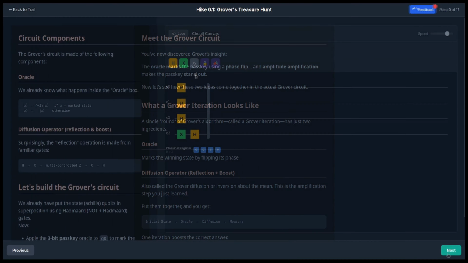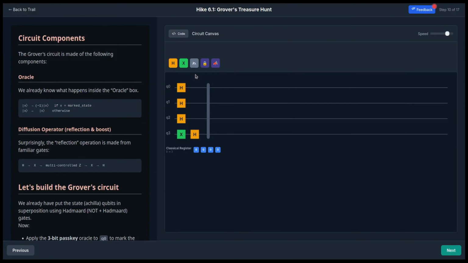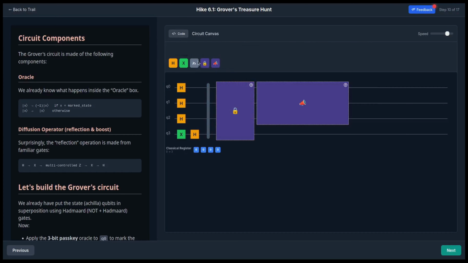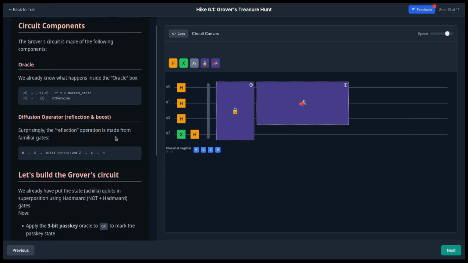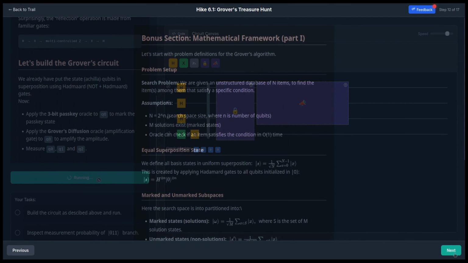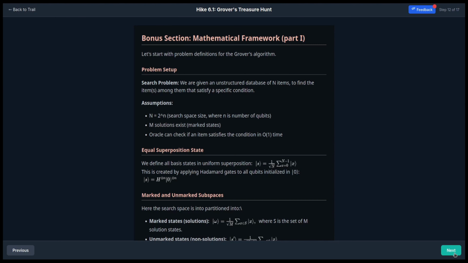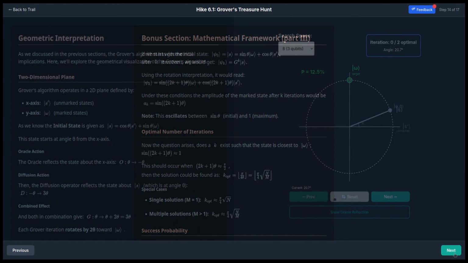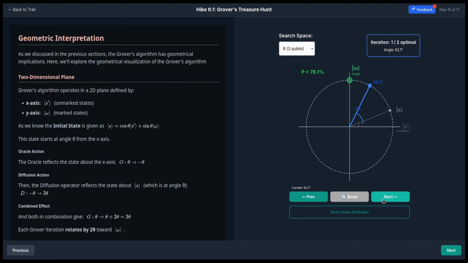To learn more about how Grover's circuit is actually built and the rationale behind its implementation, please visit this camp and join us on the Grover's treasure hunt. Other than just building the circuits, this camp also offers bonus sections for rigorous mathematical intuition behind Grover's algorithm, along with its geometrical implications.